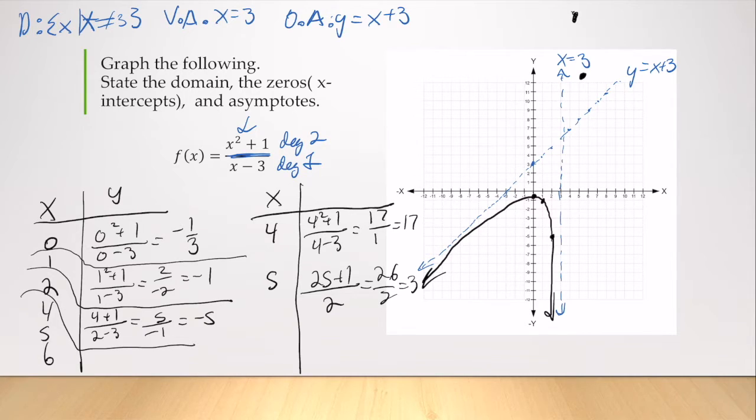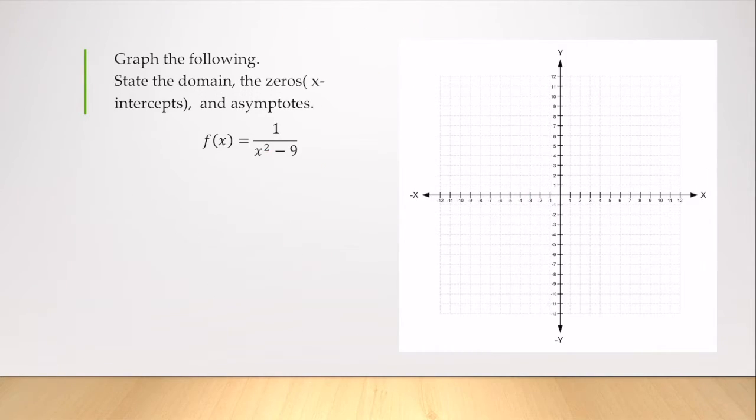And when x is 6, I think this is going to be off the charts too. I've got 37 over 3. 37 divided by 3, that's like 12 and a half-ish. It's going to be right like here. This is what my graph looks like in black. And as always, you can check that in Desmos.